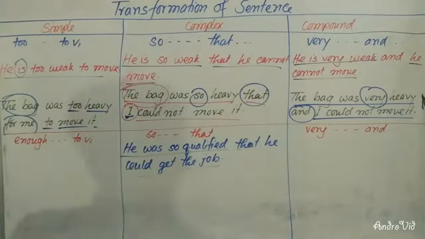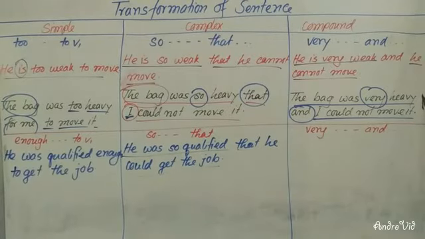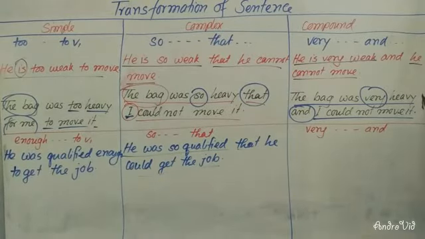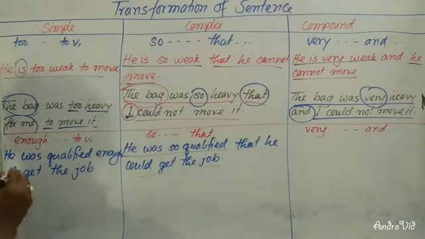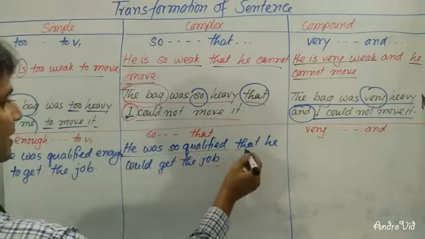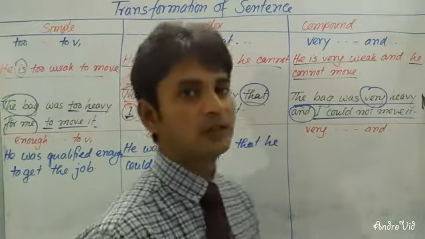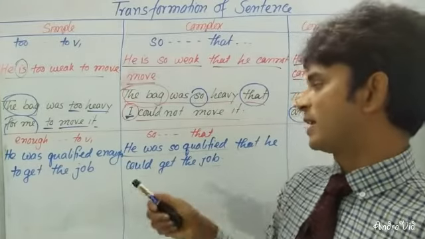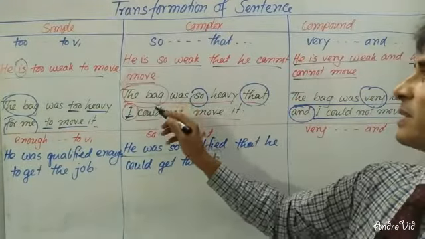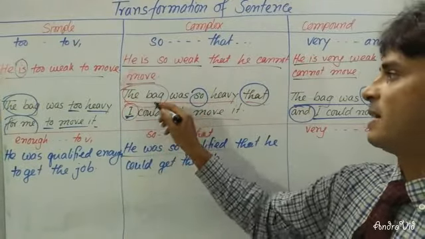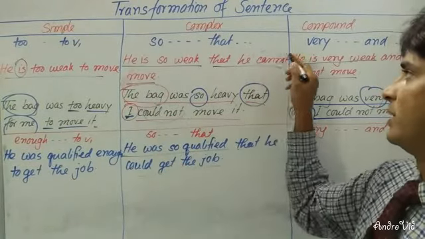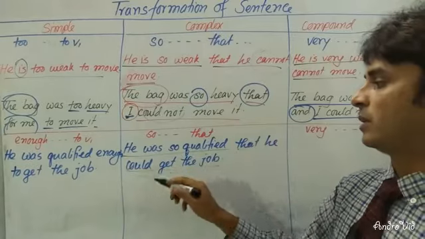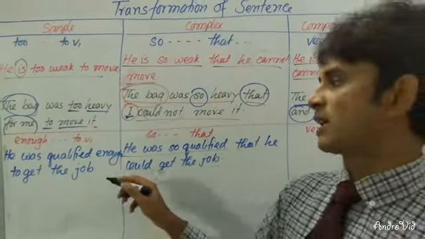Now I will try to make you understand how you can change it to a compound and simple sentence. Dear learners, here you can see that he was so qualified that he could get the job. I have written it here. At the time of change, first check whether the sentence is negative. In the previous rules there was a negative word, could not, or cannot. But this is an affirmative sentence, and for this reason I haven't used too here.